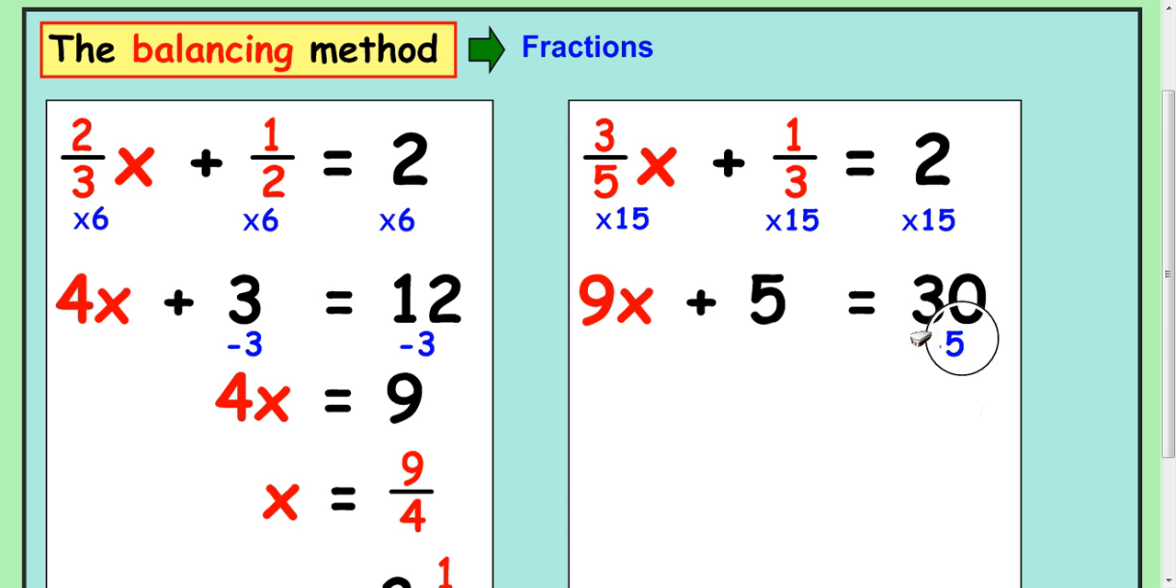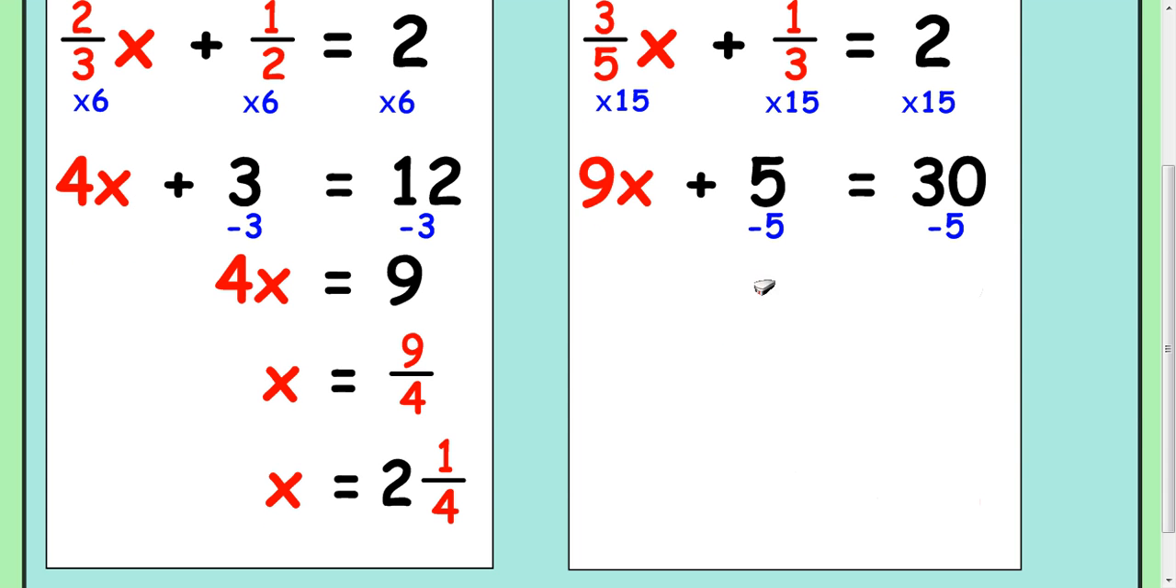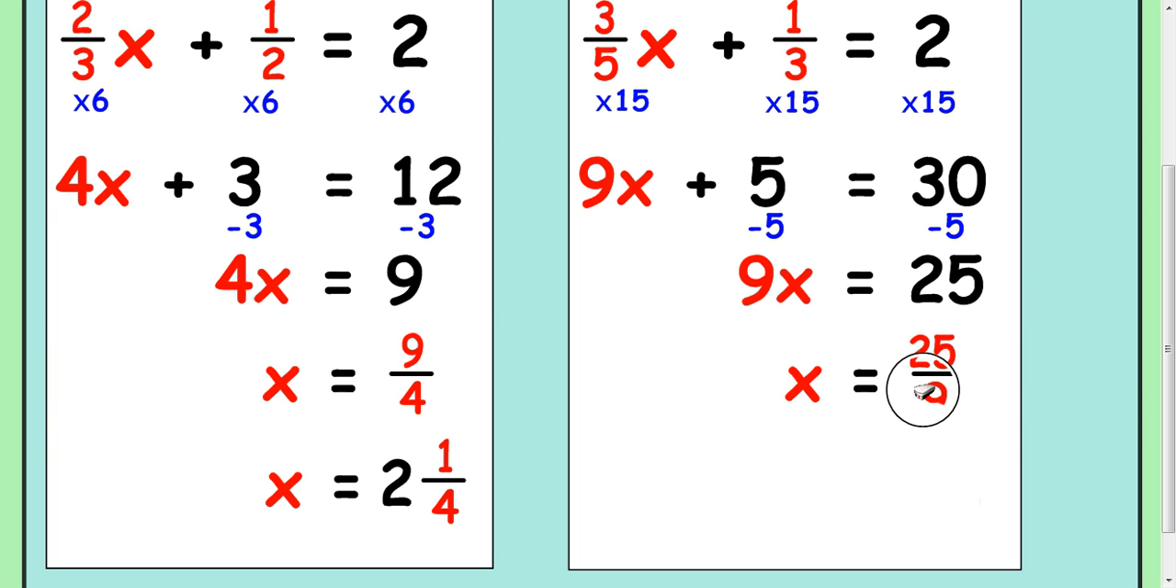So just a normal equation, take away 5 from both sides. So 9x is equal to 25. Divide both sides by 9 to get 1x, that's 25 over 9. And then change it into a mixed number. So how many 9's go into 25? Well, 2 9's are 18 with a remainder of 7. So it's going to be 2 and 7/9.